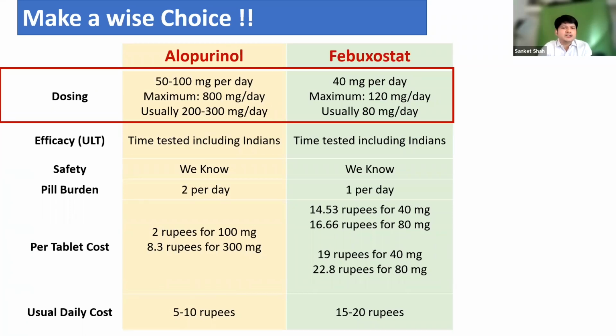You have two drugs, right? Allopurinol and febuxostat. There is no smart choice. Okay. What you prefer is good. But if you really want to consider factors, let's compare them. The dosing is 50 to 100 milligram per day to start with. Maximum dose is 800 milligram per day. Usual dose is 200 to 300 milligram per day. While for febuxostat, you start with 40, maximum is 120, and usually 80 milligram per day.